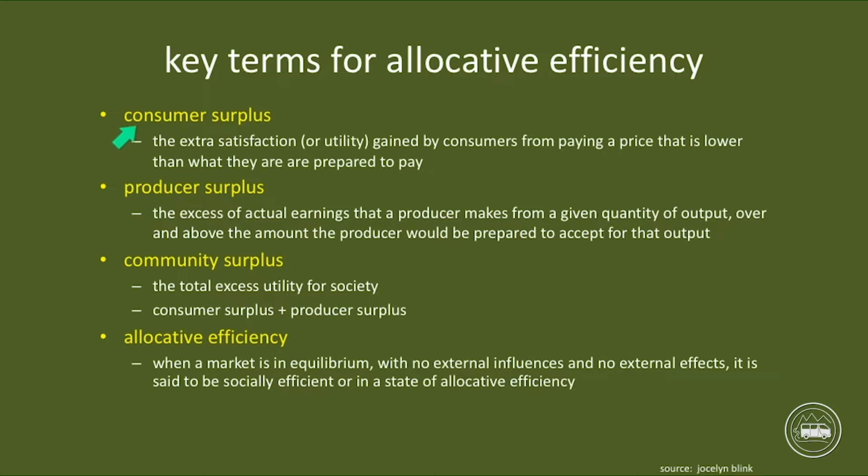Community surplus is when you take consumer surplus and producer surplus and add them together. So community surplus is the total excess utility for society. Consumer surplus plus producer surplus. Again, looking at the diagram will make it make more sense. And then lastly, you need to know this definition. Allocative efficiency is when a market is in equilibrium with no external influences and no external effects. It is said to be socially efficient or in a state of allocative efficiency.